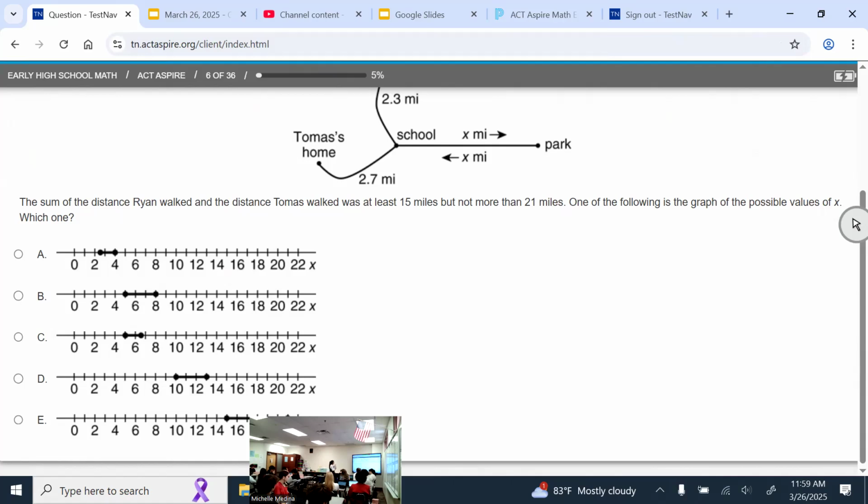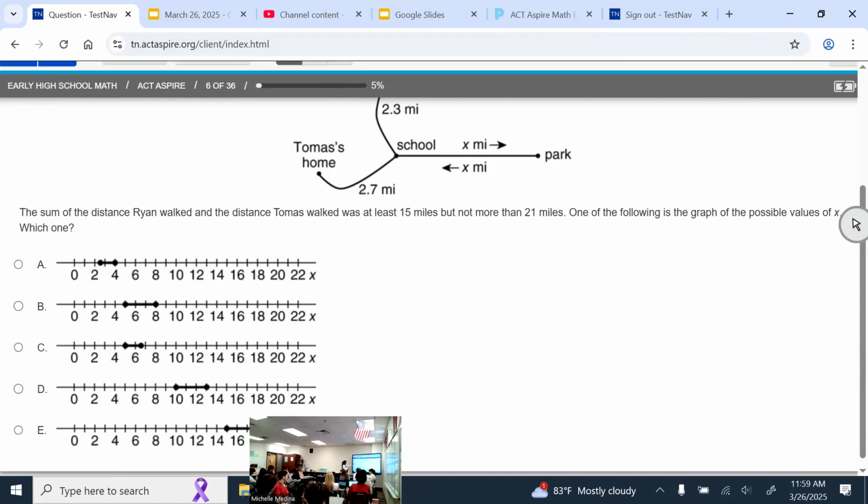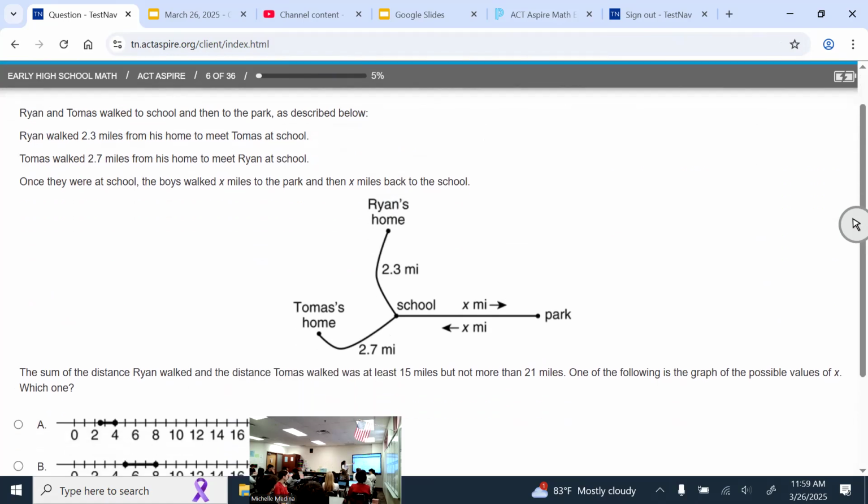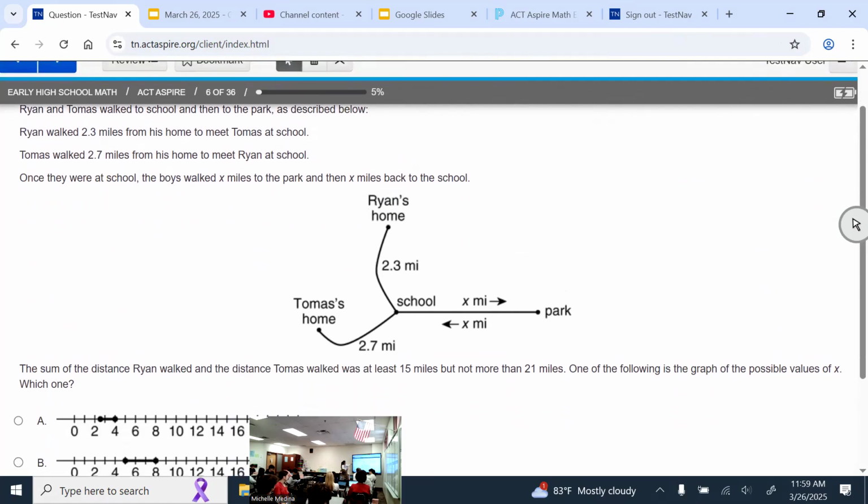So keep that in mind when we're setting it up for our compound inequality. But the info is that they walked to school and then walked to the park as described. Ryan walked 2.3 miles from his home to meet Tomas at school. Tomas walked 2.7 miles to meet his friend Ryan at school. Together they walked X miles to the park and X miles back.